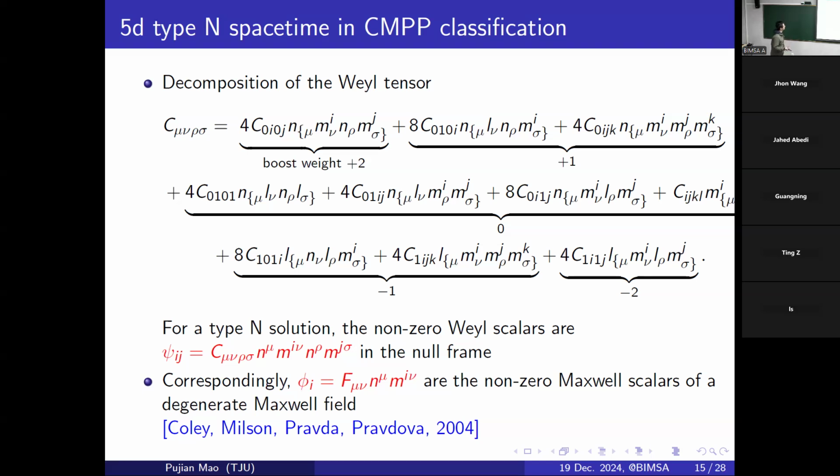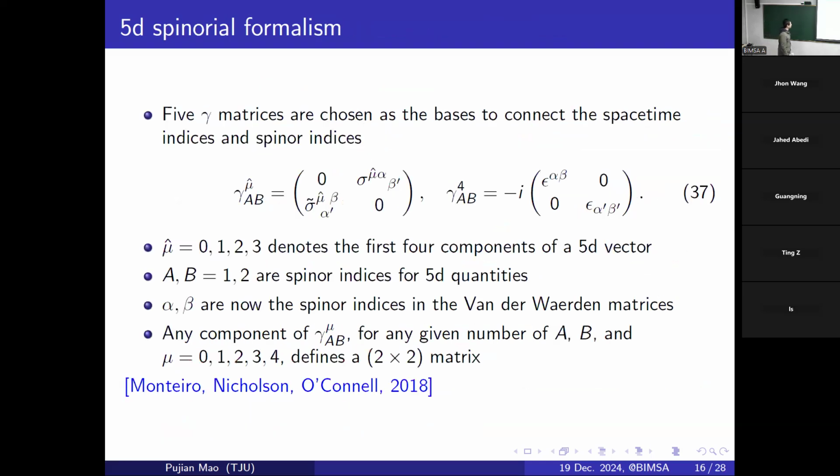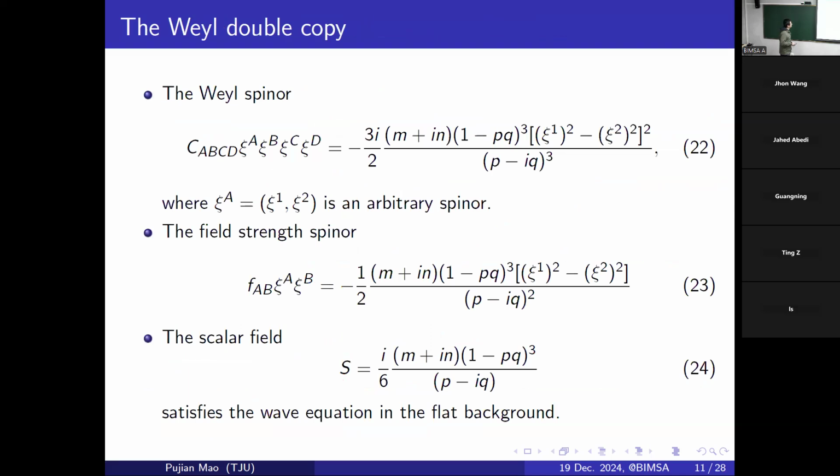We want to first check the type N case for 5D. Suppose there's a Weyl double copy relation in 5D, we believe we should first recover that for the type N case. Okay, that's the decomposition for the Weyl scalars. This is the only piece left for type N solutions. Correspondingly, we will have only non-zero Maxwell scalars. Now it's a degenerate Maxwell field, similar to the 4D case. I need to go back.